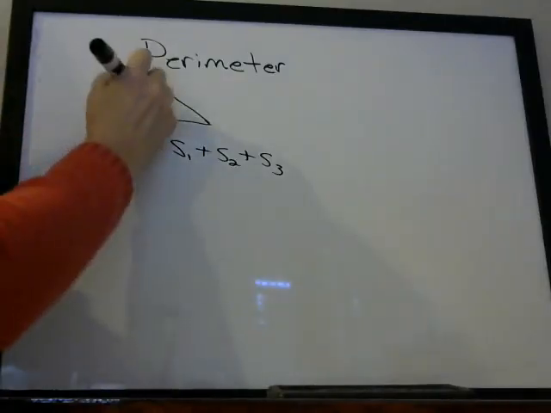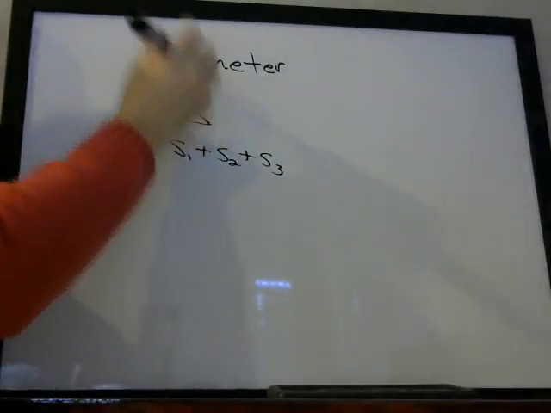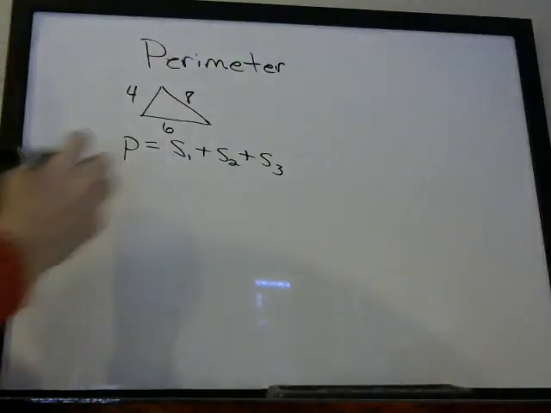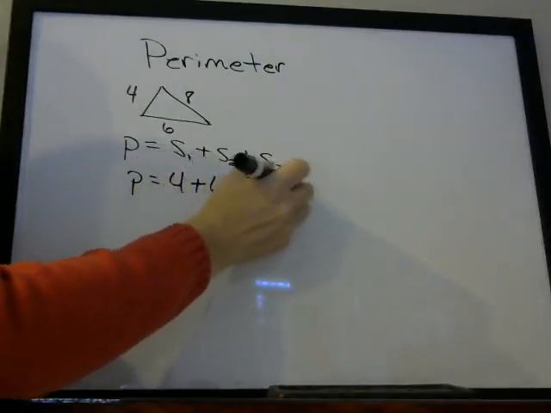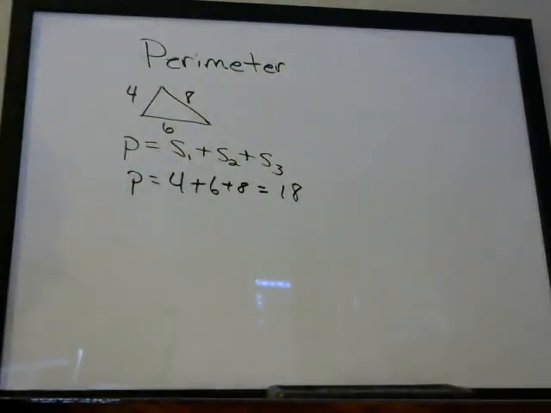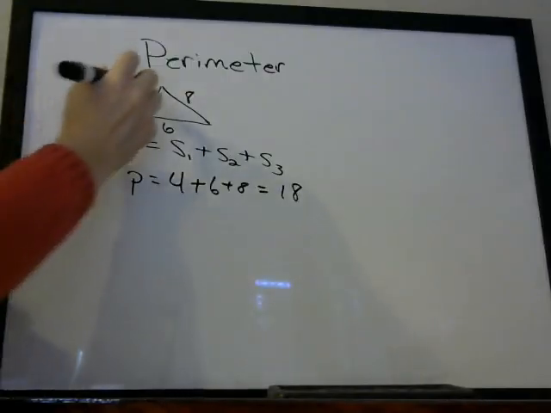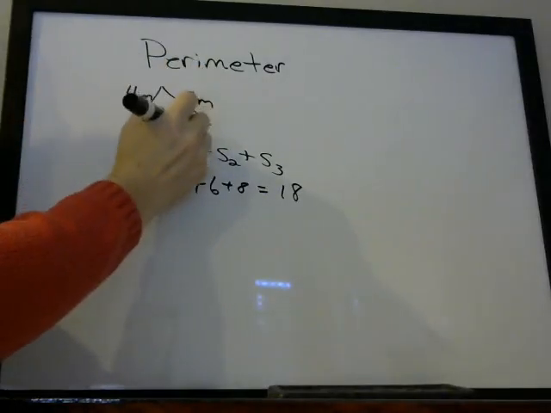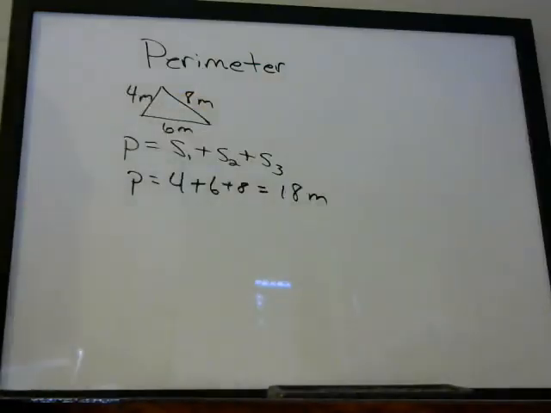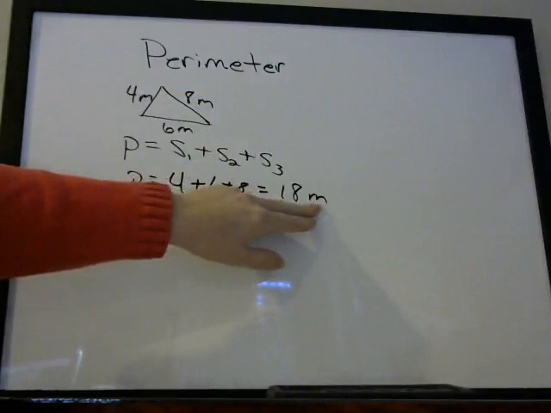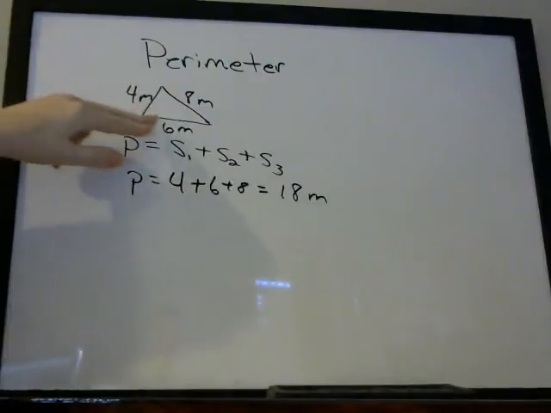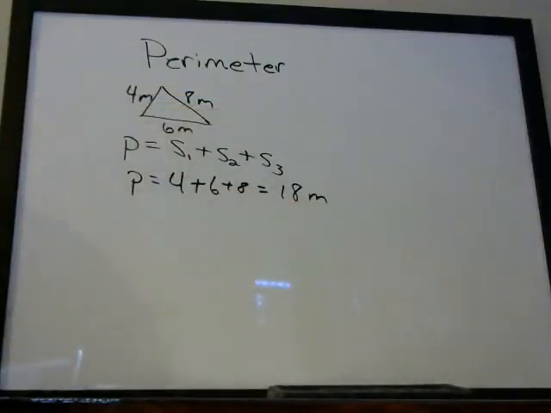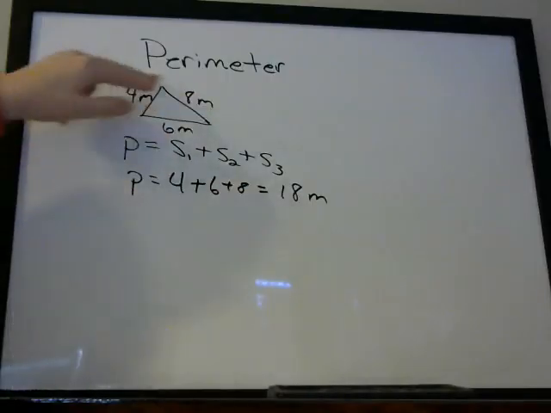So let's say you have 4, 6, and 8. So the perimeter of this triangle is 4 plus 6 plus 8 equals 18. Now, in most perimeter problems, there will be some sort of unit of measure. So it might be meters, let's say. And so in perimeter, your unit of measure in your answer is just the normal unit of measure. So here we have 4 meters plus 6 meters plus 8 meters equals 18 meters.